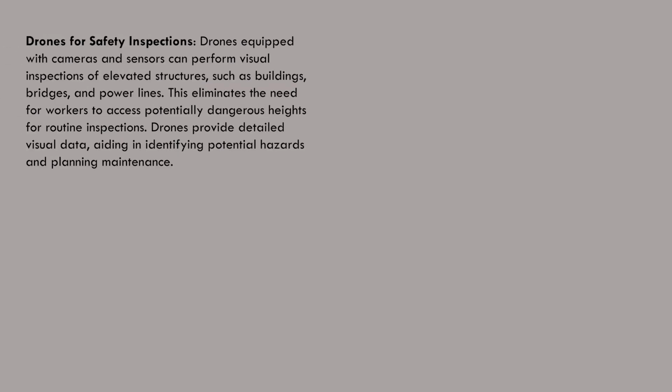Drones for safety inspections. Drones equipped with cameras and sensors can perform visual inspections of elevated structures such as buildings, bridges and power lines. This eliminates the need for workers to access potentially dangerous heights for routine inspection. Drones provide detailed visual data, aiding in identifying potential hazards and planning maintenance.